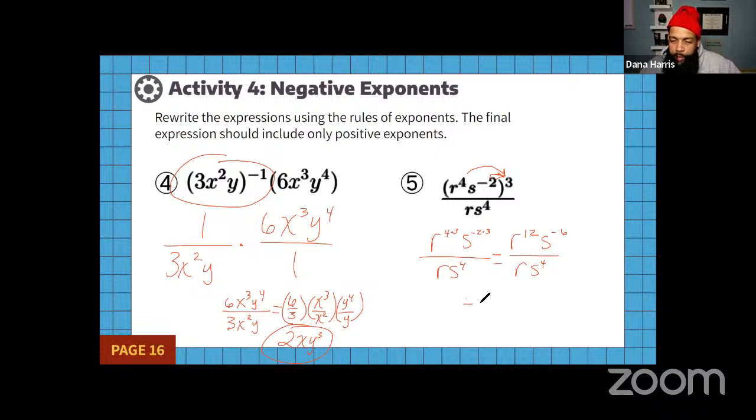So now I can break these powers up and I can say r to the 12 minus 1 power, because remember, if it doesn't have an exponent, it's considered 1. And then s to the negative 6 minus 4 power, which equals r to the 11th, s to the negative 10. And I take that and I say r to the 11th over 1 times 1 over s to the 10th. And I get r to the 11th over s to the 10th.